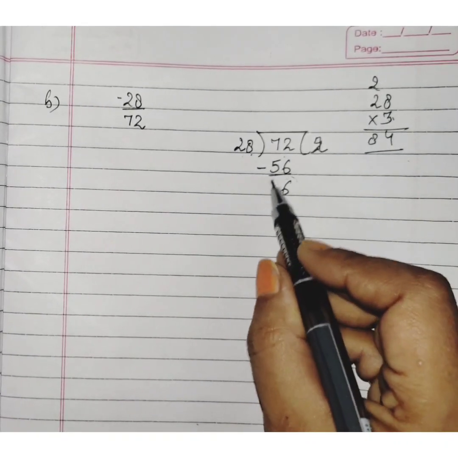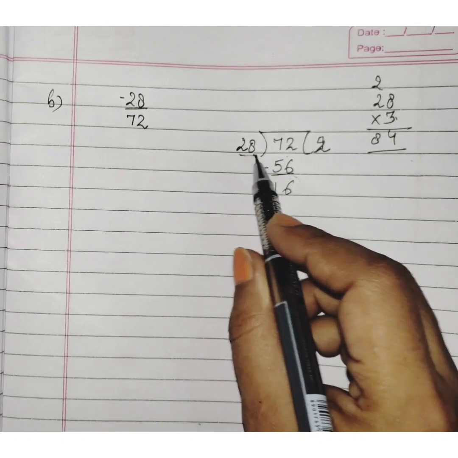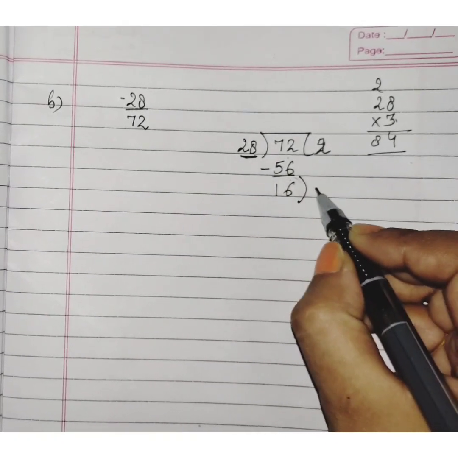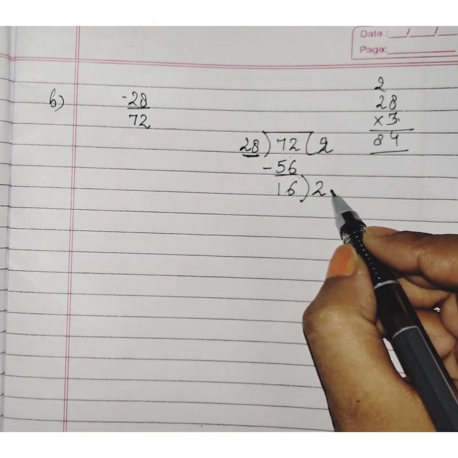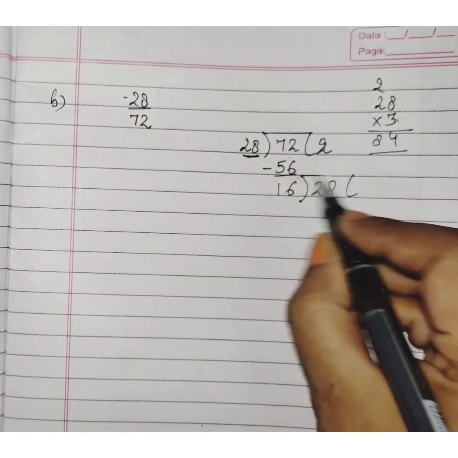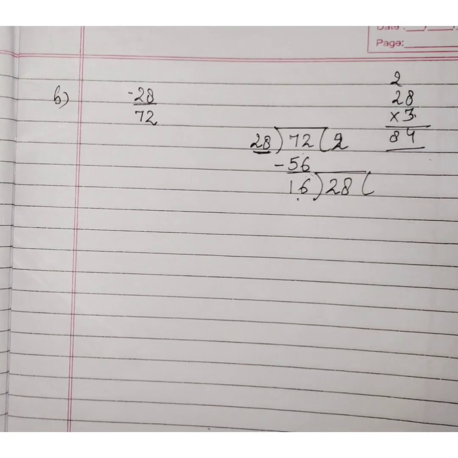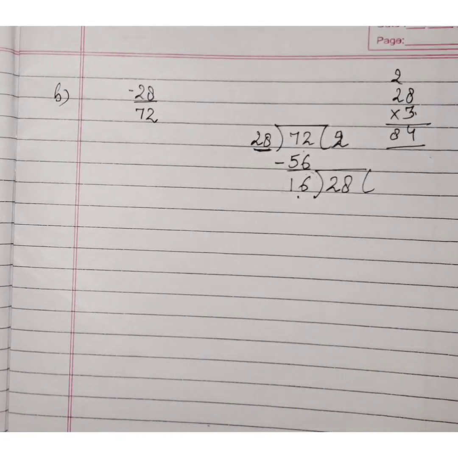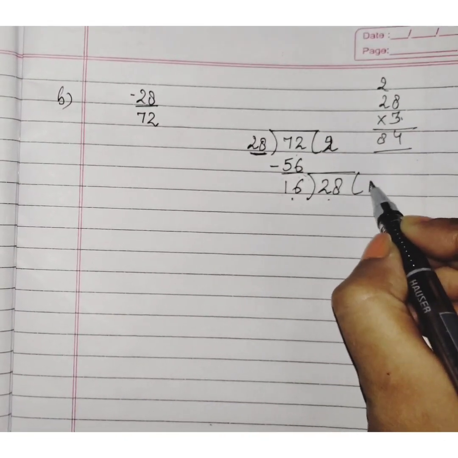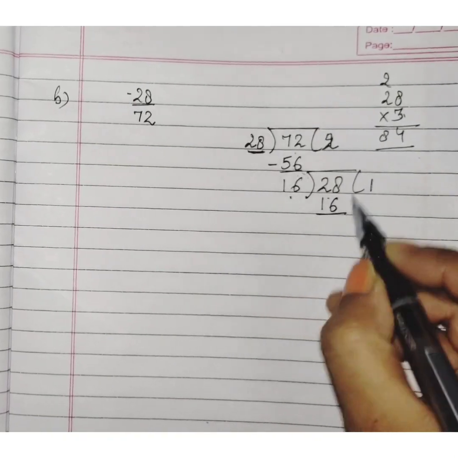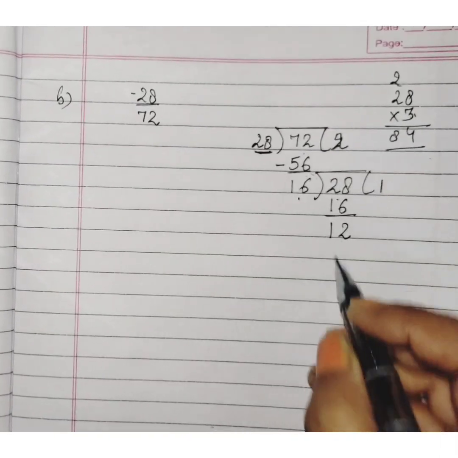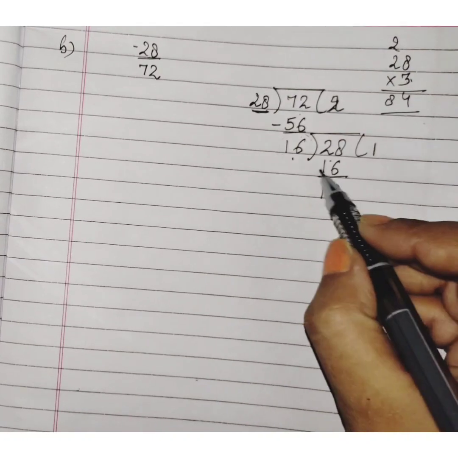Now this remainder will become the divisor. Now keep this smaller number inside it and make it the dividend. Now read the table of 16. 16 twos are 32, but here is 28 only. So take 1 time. 16 ones are 16. Now here 2 and 1. Now we got the remainder 12.